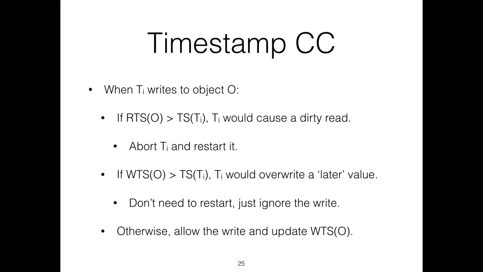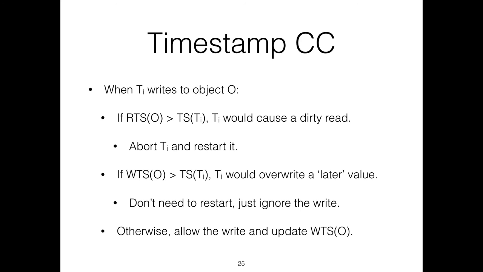Now we also want to check the write timestamp, because a later transaction might have performed a write to that object. But because that later transaction has already performed the write, it doesn't actually matter what we're doing. We can essentially proceed and just hide the write, sweep the write under the rug, because another transaction has already conceptually overwritten us. So we don't actually need to restart the entire transaction if there's a write-write conflict. We just hide the write that would never actually show up in the database.